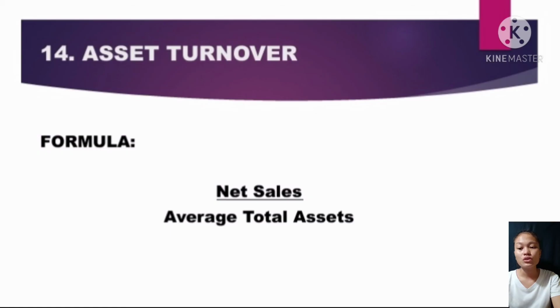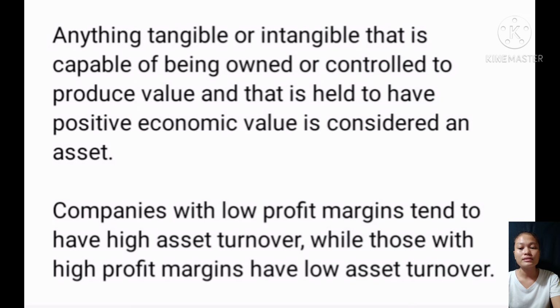Asset turnover. The formula is net sales divided by average total assets. Asset turnover indicates the firm's ability to efficiently manage their assets to generate revenue. Anything tangible or intangible that is capable of being owned or controlled to produce value and that is held to have positive economic value is considered an asset.